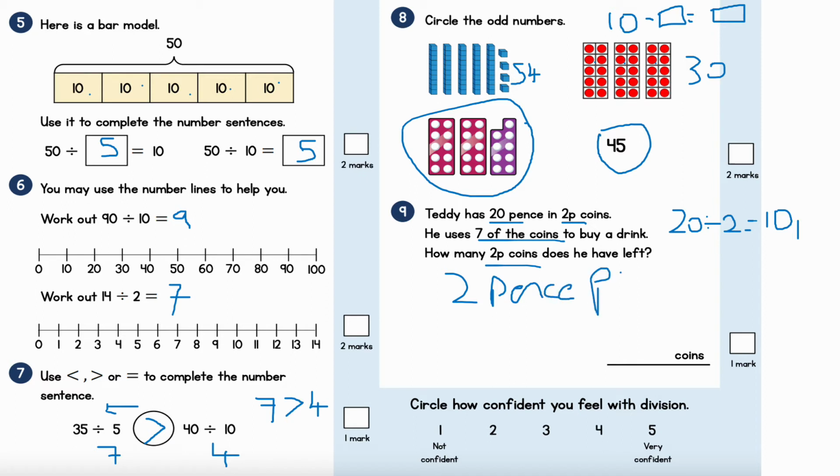He uses 7 of the pieces to buy a drink. How many 2p coins does he have left? So being careful, it's 10 take away 7, which is 3. So he has 3 2 pence pieces left, so he has 6 pence altogether left. So 10 pieces of 2p coins, just to be very clear.